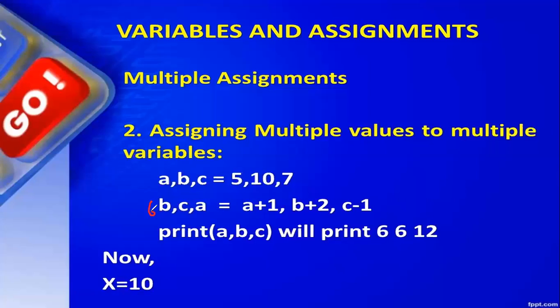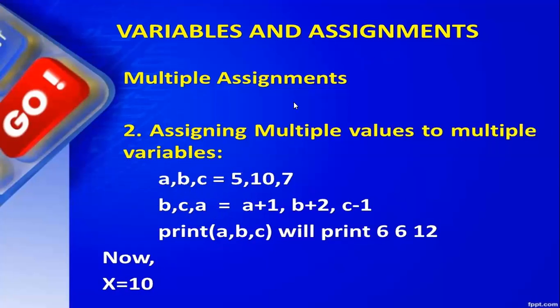The first B changed to 6. Then C also changed to 6. Sorry, C changed to 12. 10 plus 2, na? And this was 7 minus 1, which was 6. And when I was printing it, I print ABC. So 6, 6, 12. You have got this? Yeah? Okay. So practice this class, okay?